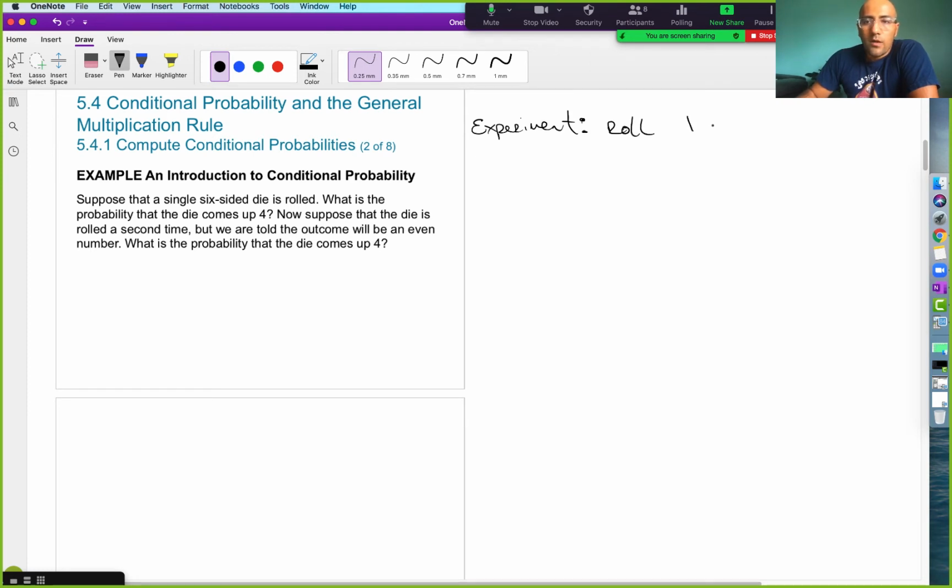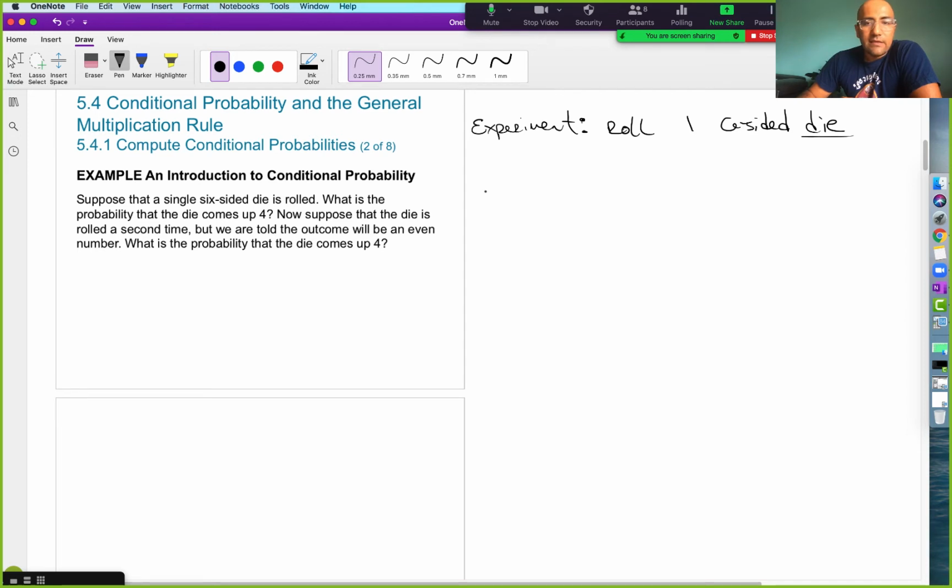Roll one 6-sided die. And in all of these, by default, we assume they're fair unless they specifically tell us they're not, right? Otherwise, I'd always have to write, assume it's a fair die, assume it's a fair coin. So we always assume everything is fair unless they specifically tell us it's not. So it's one 6-sided die. We're going to roll it one time. So this is one execution of the experiment.